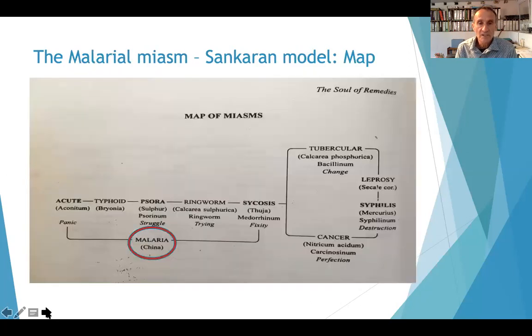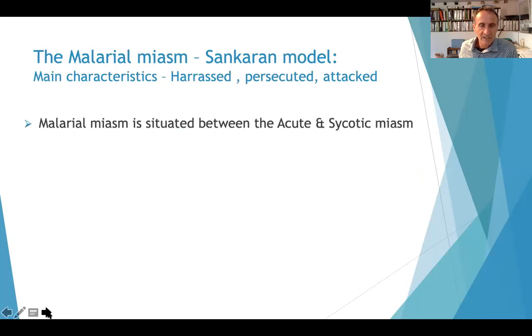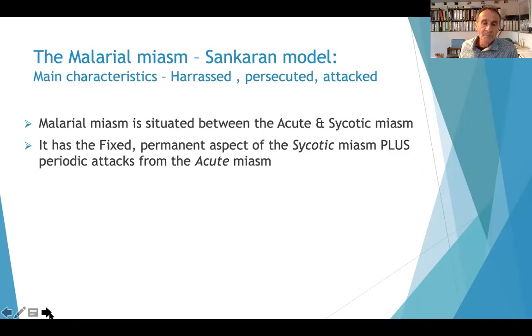This takes us on to the next miasm, which is the malarial miasm. As we can see here, it's got elements of acute and psychosis, and we'll see how this plays out. The main characteristics: harassed, persecuted, attacked. As I've said, situated between the acute and psychotic miasm, so it's got the fixed permanent aspect of the psychotic miasm, plus periodic attacks from the acute miasm.